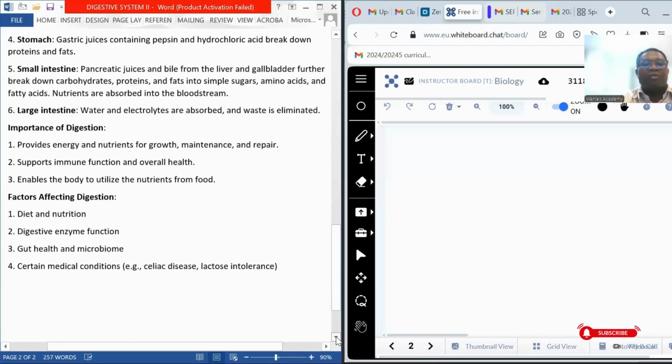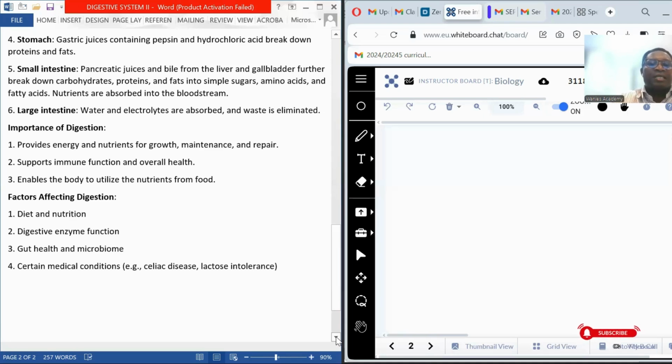In the small intestine, we have the pancreatic juice, and we have intestinal juice, which helps break down carbohydrate, protein, fats, and oil into sugars, amino acid, and fatty acid and glycerol, respectively. Now, digestion starts in the mouth and ends in the small intestine, where the food is absorbed into the bloodstream for circulation around the body.